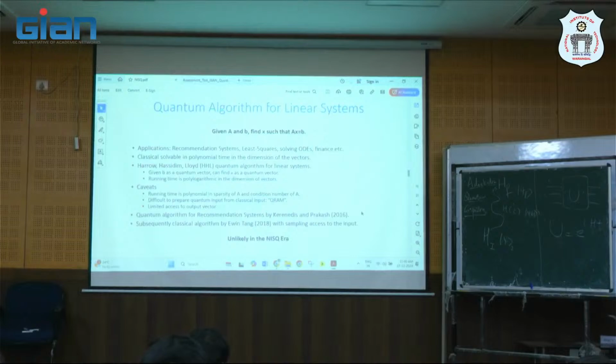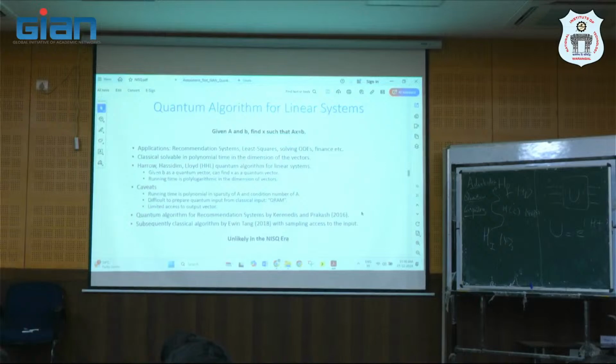Now we can solve them in polynomial time. Polynomial time in what? Polynomial time in the dimension, the underlying dimension. Suppose there are n cross 1 vectors. A is an n cross n matrix. Then polynomial time in n.